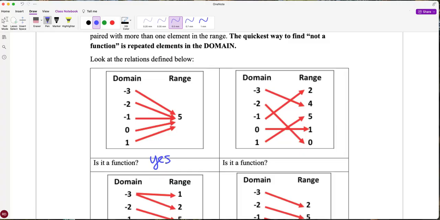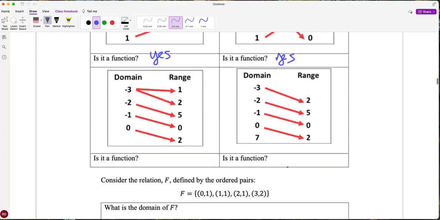So then look at this one. This only gives you one answer. This gives you one answer. This gives you one answer. This is one. This is a function. Yeah, it looks confusing, but just trace them out. Every domain element only gives you one answer back.